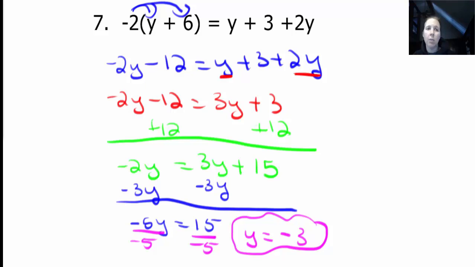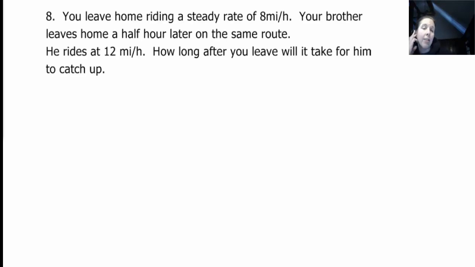The last one is a word problem. Please pay attention and please write every step down. This is not the only way to do it, but it is the way. On a test, you will have to write an equation and then solve. So you leave home riding what I can only imagine is a bike at a steady rate of 8 miles an hour. Your brother leaves home a half hour later, so that's important, on the same route. He rides at 12 miles an hour. How long after you leave will it take him to catch up?